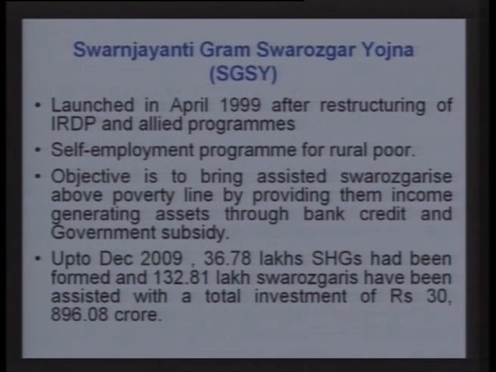Up to December 2009, 36.78 lakh SHGs have been formed, and 132 lakh Swarojgaris have been assisted under this program. So these were the various programs enacted by the government in order to uplift the labor force and the condition of the agricultural workers.